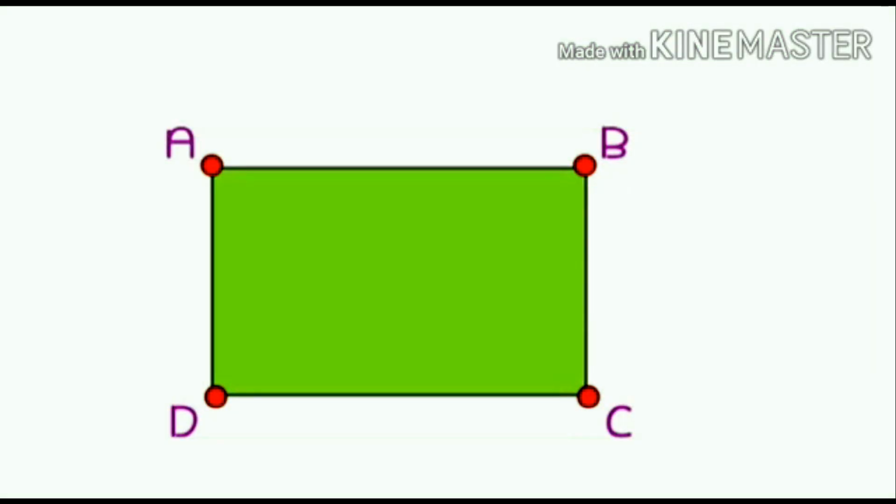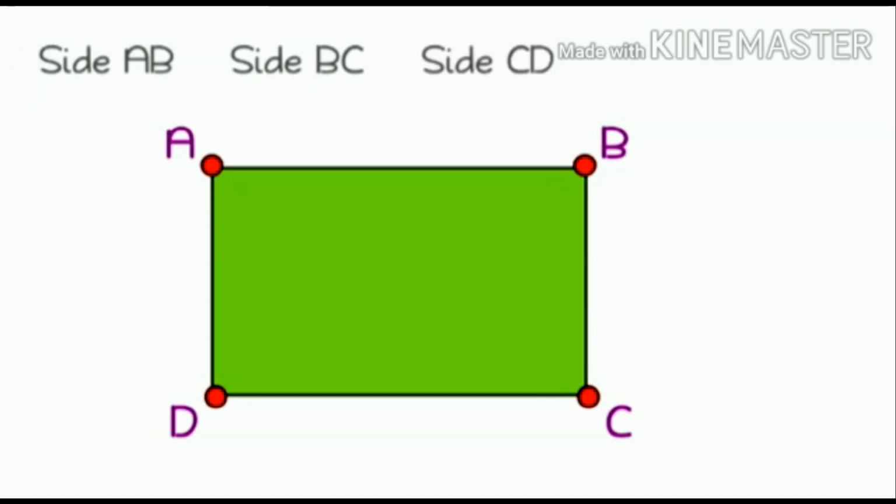We can name the sides too. Each side has two ends that are named, so we use them to name the sides. The sides here are side AB, side BC, side CD and side AD.